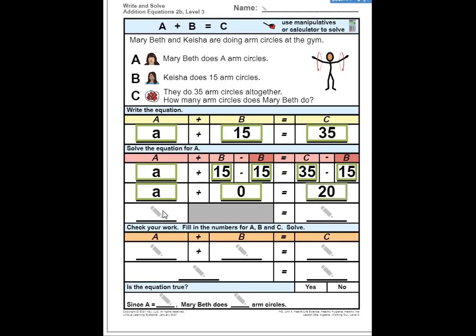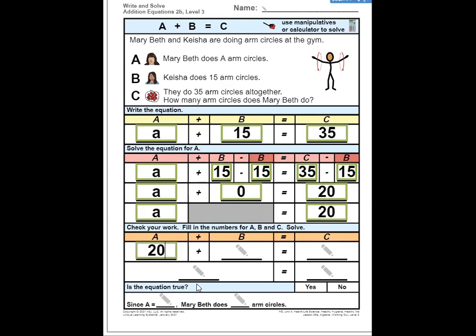All right, so A, still A. What do we have here? 0, nothing. A equals, what does A equal? 20. All right, so now we actually have a value for A. So now where we see A, we can put in what number? We have a number now for A. What is A? 20. Very good. A equals 20.